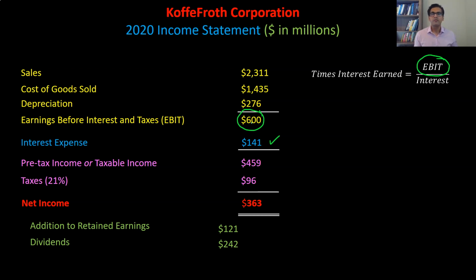Now, as you can probably imagine, you'll ideally want this number to be at least 1, right? You want to have, for every $1 that you owe in interest, at least $1 to cover those interest payments. So for this stylized income statement, this would be something like 600 divided by 141, which, if you do the math, gives you 4.26. And again, the unit of measurement here will be times, which basically means that for every $1 that you owe in interest expense, you have 4.26 times that to cover that interest expense.